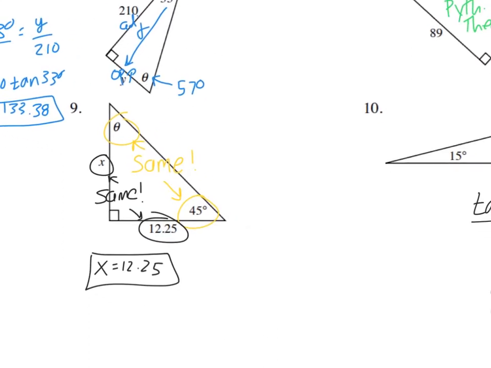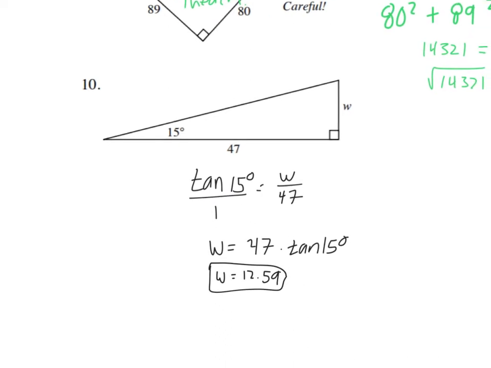On number 9 down here, notice that those are two 45-degree angles, meaning it's an isosceles triangle. Therefore, the ratio of the two legs should be the same because the tangent of 45 degrees is 1. So that means x is 12.25. And on the last problem I did the tangent of 15 degrees equals w over 47, cross multiplied, typed that in, and I got 12.59.